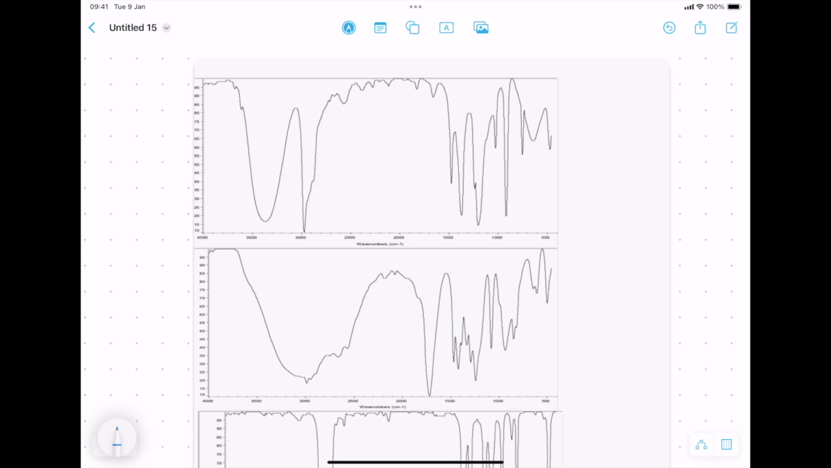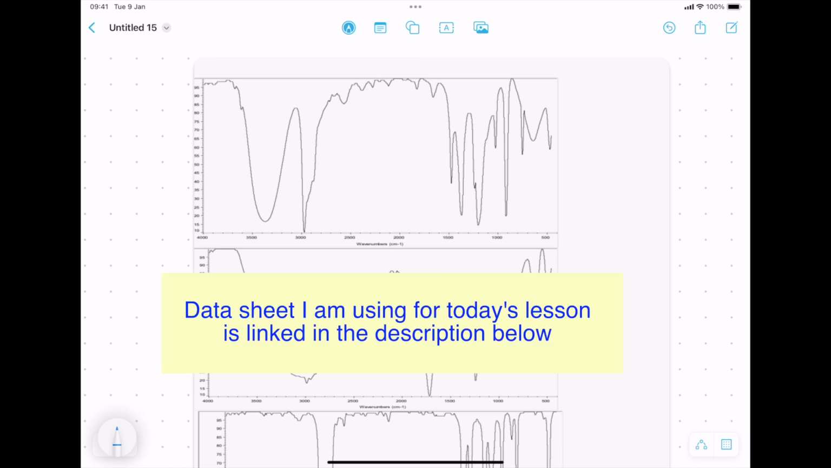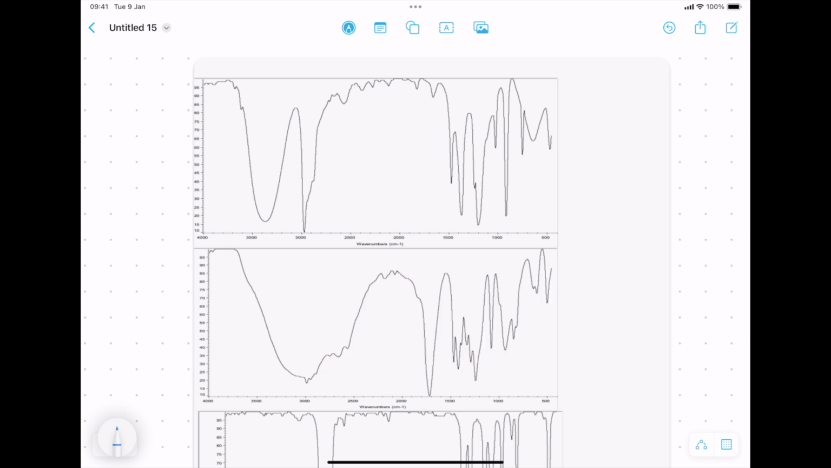This lesson is the follow-up to the previous lesson I produced on how to interpret infrared spectra using a datasheet, and then we went through a brief example of how to read the spectra for an ester. This lesson has another example to go through today, but before we get into that, let's just quickly recap what we learned last lesson.